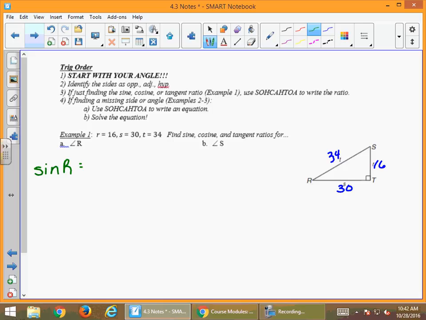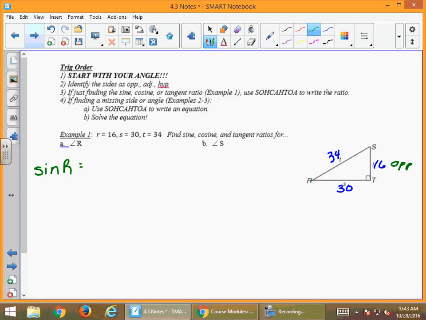Your first step is you go to the angle we're dealing with. We're dealing with R, so you're going to put your pencil right on R. You're going to label your sides, your opposite, your adjacent, your hypotenuse. Step 1, put your pencil on your angle, and then label your side. Well, go directly across. That's your opposite. So start at your angle, drag your pencil to the side across from it, that's your opposite.